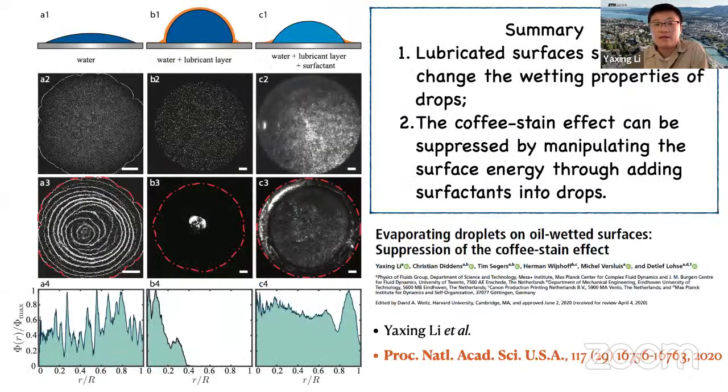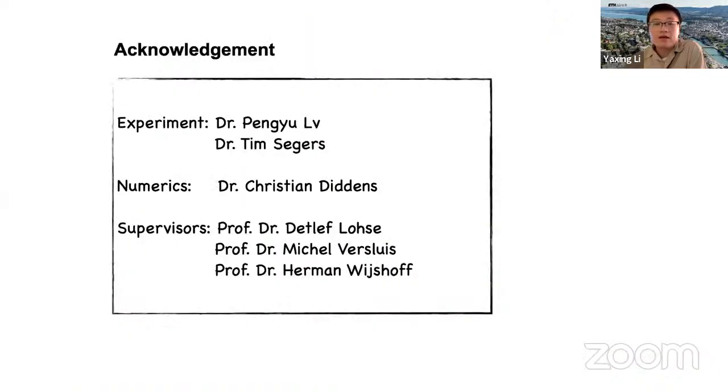The summary of this part is that we have three different cases: pure water, water on a lubricated layer, and water with surfactant on this lubricated layer. Then we can achieve a suppression of the coffee stain effect, from a coffee stain into a coffee eye or even a homogeneous distribution. We published this paper 2 years ago in PNAS, and if you want more details, you can go to our paper.